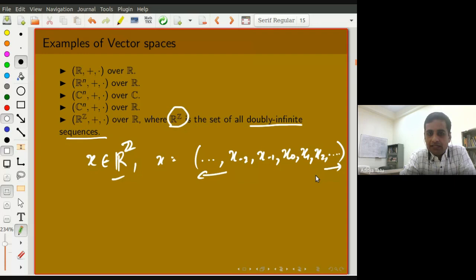Any doubts in this? Again, remember, since this is a vector space, each such sequence will now be called a vector. Till this example, I think it's still intuitive to see that every element of these sets can be called a vector. But now, even a sequence is a vector. Shall we move on to the next example?